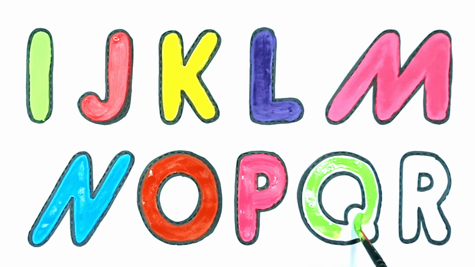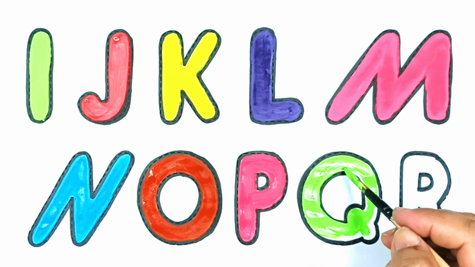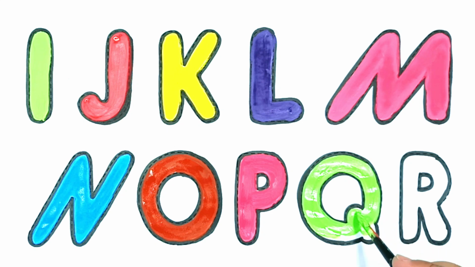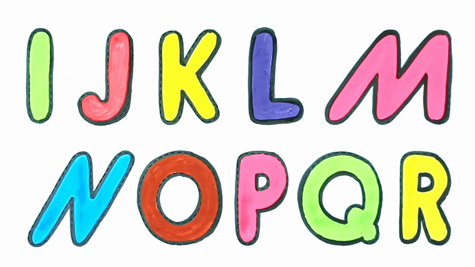Q for question. Q for queen. Q is for question, when you don't know why. R for radio. R for rake. R is for rainbow, you see in the sky.